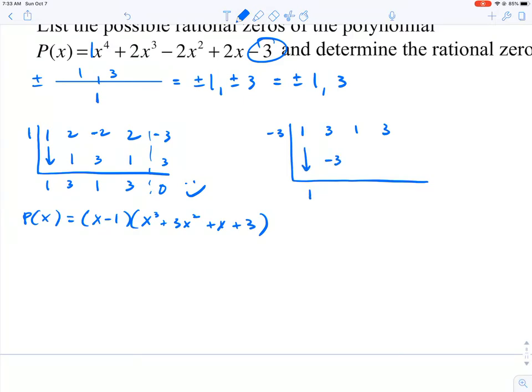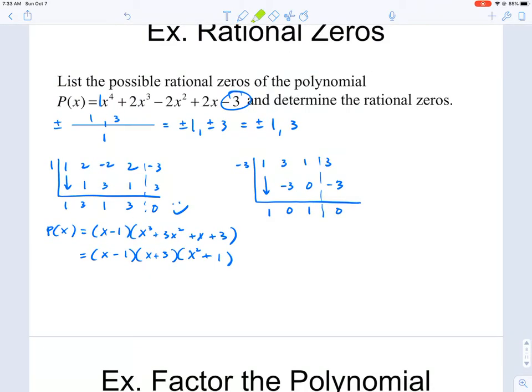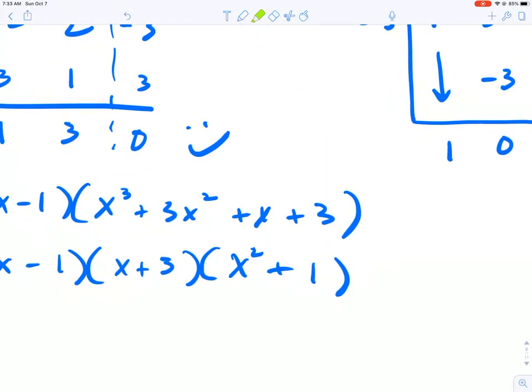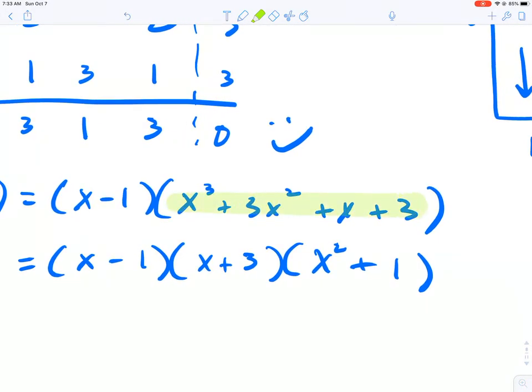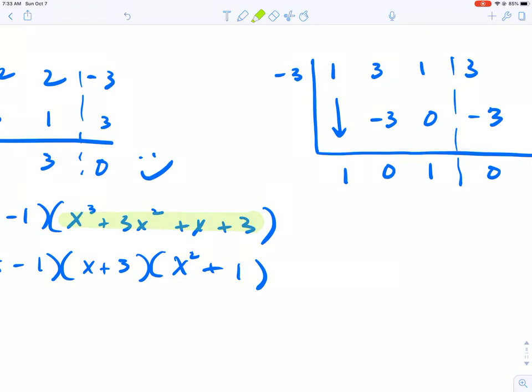Let's bring the 1 down. Okay, so p of x can be written as x minus 1 times x plus 3 times x squared plus 1. And now the reason that I wanted to test -3 is because I saw that x cubed plus 3x squared plus x plus 3 could actually be factored by grouping.